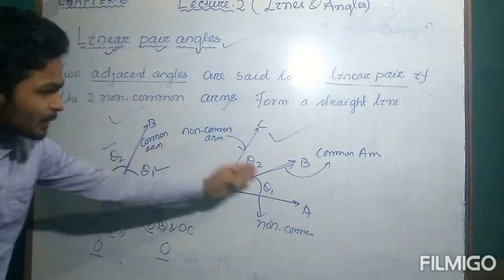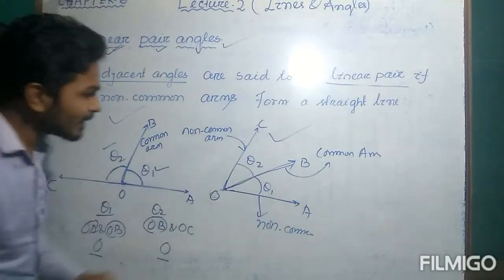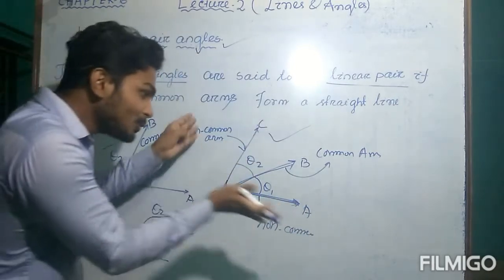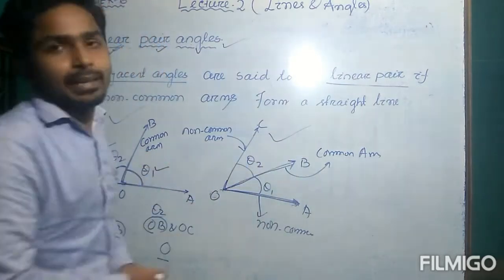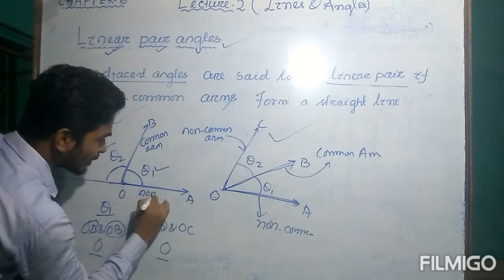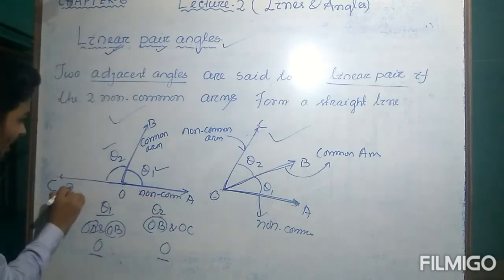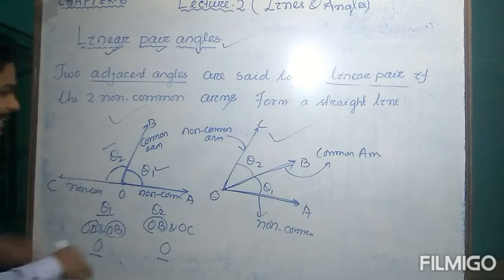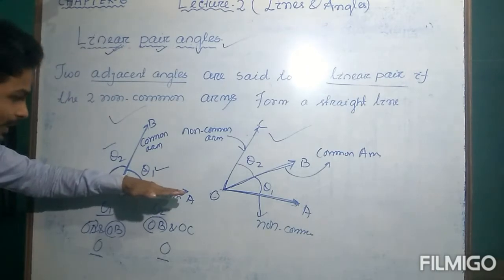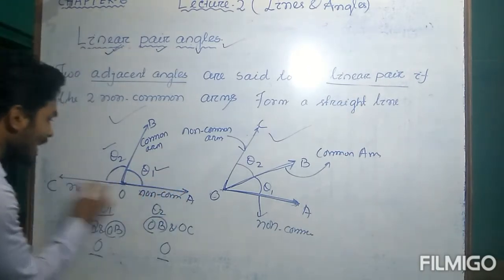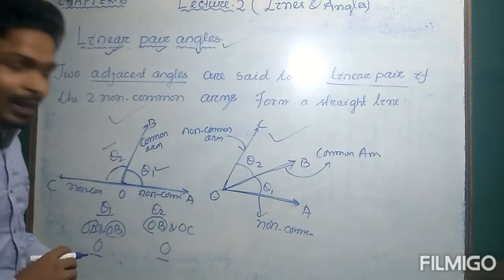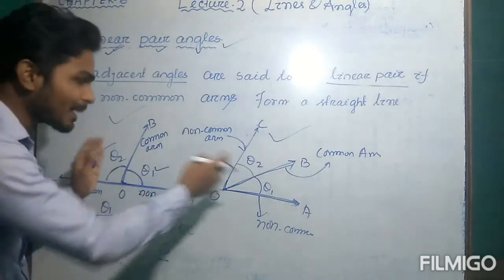So what is the difference between these two types of angles? Here, the two non-common arms OA and OC, though they lie on two different sides, do not form a straight line. But here, the non-common arm OA and the non-common arm OC will form a straight line. They lie on a single straight line. Yes, the two rays OA and OC lie on the same straight line. This is the only difference between these two types of angles.